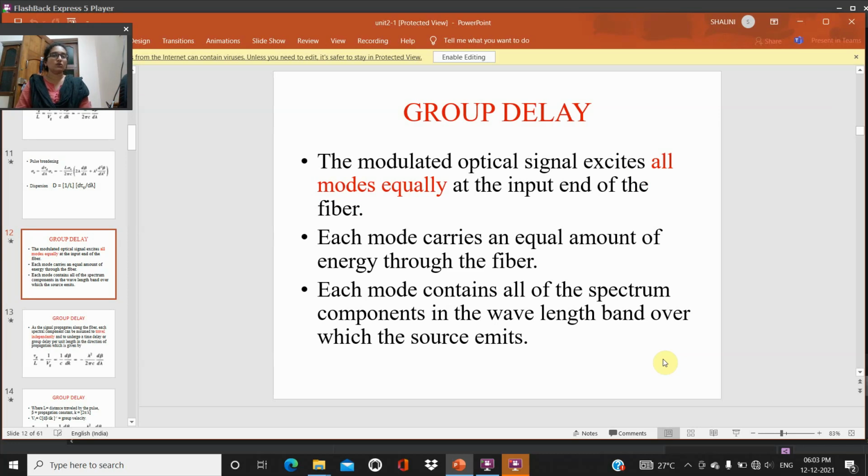So what is the group delay? At the input side we have all the input pulses, they are equally excited into the optical fiber, but at the receiver end one after another the pulses will be received.